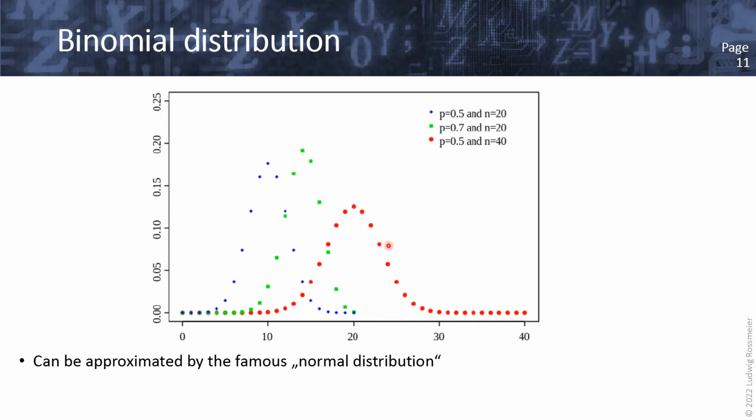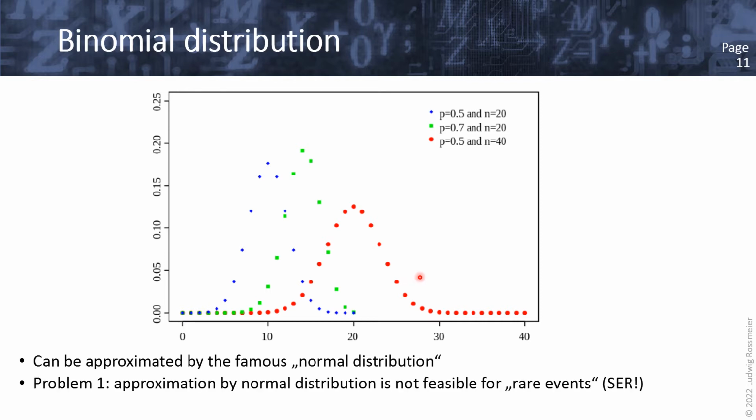From the shape you see that this could be approximated by the famous normal distribution or Gaussian distribution. But there are some problems. The first problem is that the approximation by the normal distribution is not feasible for rare events. Rare events means we have not many hits. That means the number r is quite close to 0. Which is good if we talk about soft error rate, because it's target to have not many soft errors.